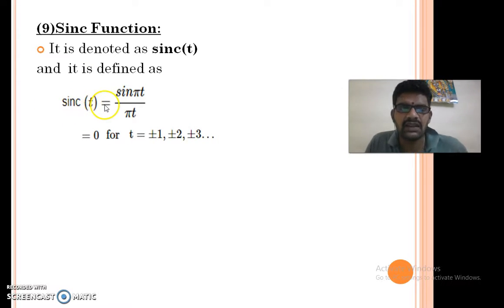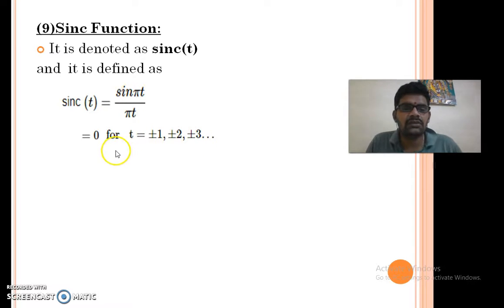Sinc of t is equal to sin pi t by pi t, and it is equal to 0 at t equal to plus or minus 1, plus or minus 2, and so on. So this is the basic sinc function. It becomes 0 because if t equals 1, sin pi is 0. If t equals 2, sin 2 pi is 0. If t equals 3, sin 3 pi is 0.